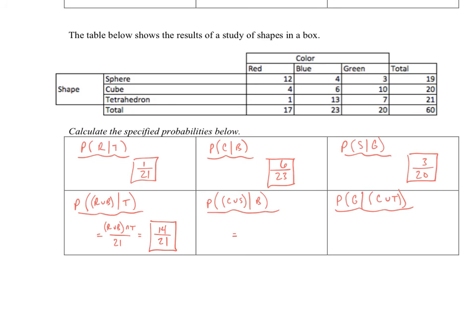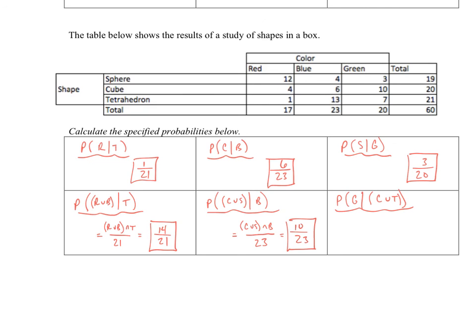We'll do this again. Over here, it's given that the shape is blue, so our denominator is going to be 23 because that's how many blue shapes there are. And my numerator is the intersection of cubes or spheres and blue. So how many blue shapes do I have of these 23 that are either cubes or spheres? 10. So 10 out of 23.